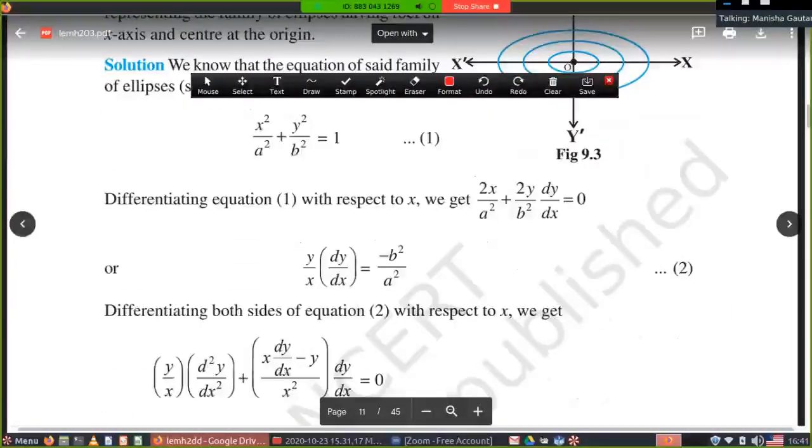That is 2x upon a square plus 2y upon b square dy upon dx equal to 0, which is the first derivative. Now, before we go for the second derivative, we have to arrange it such that the constant terms are on the right hand side and the variable terms are on the left hand side. So it becomes easy to do the question.